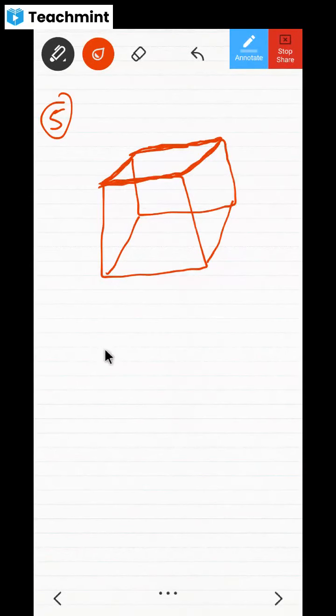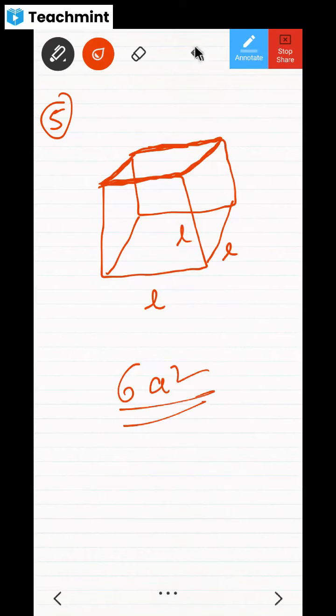So if you take its surface area, the side is also given. What is the side? L, they have mentioned. Length is L, breadth is also L, and height is also L. Everything is L. So totally, the surface area would be 6a square, or rather 6L square, because the side has length L. Right, dear children?